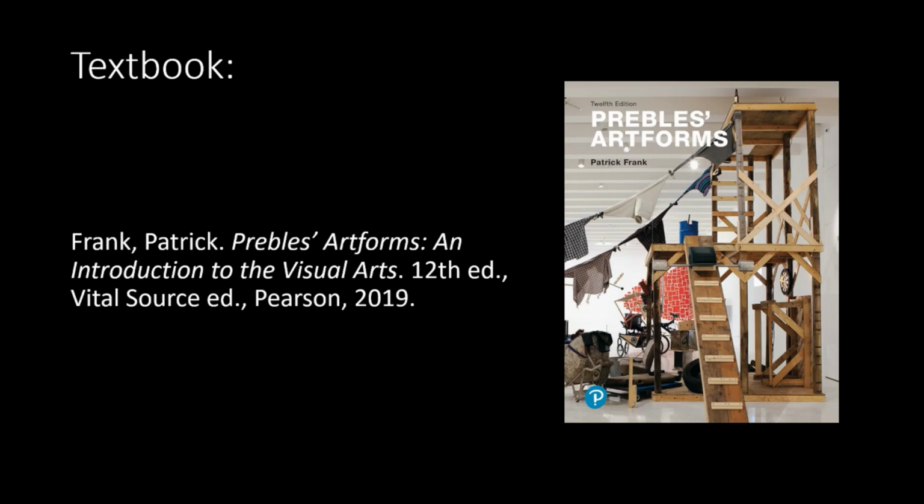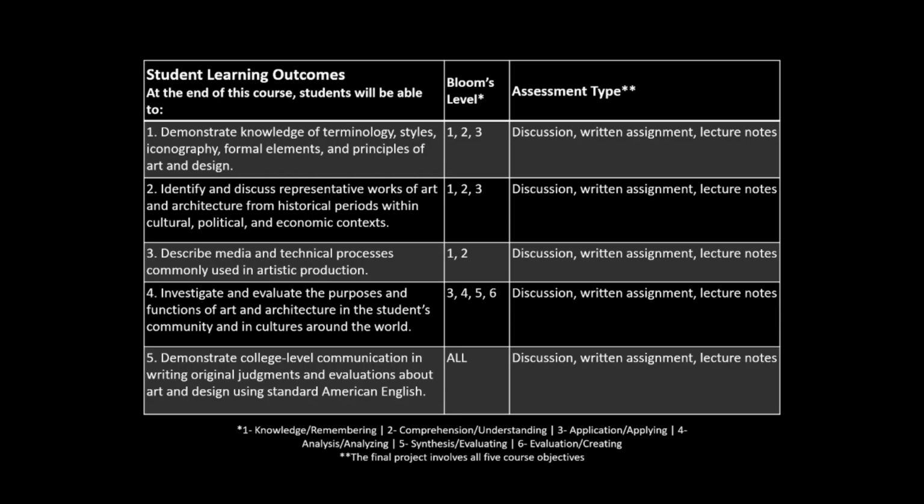Now, the textbook you'll be using is by Patrick Frank, and it's called Preble's Art Forms, An Introduction to the Visual Arts. It's the 12th edition, and you'll be accessing this book online. It's an e-book. Now, here are your student learning outcomes, or the course objectives for this class. You'll find this table in the syllabus as well.